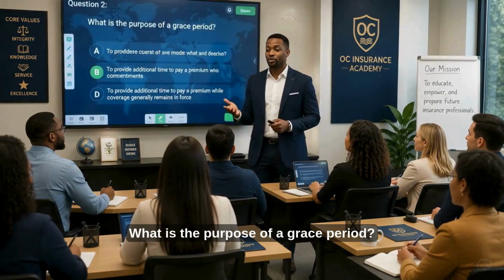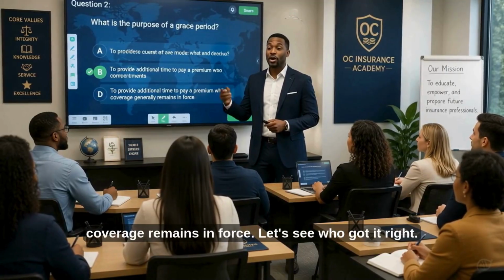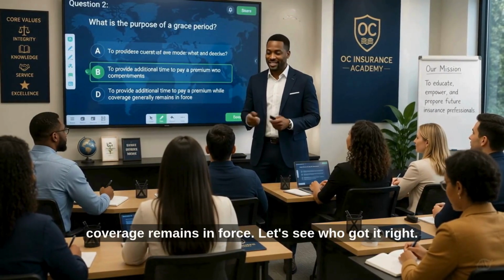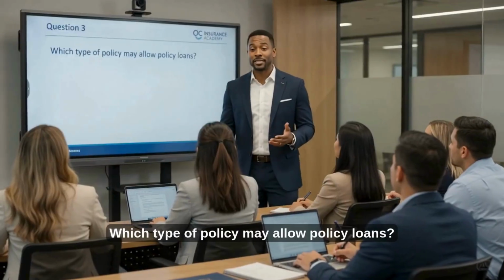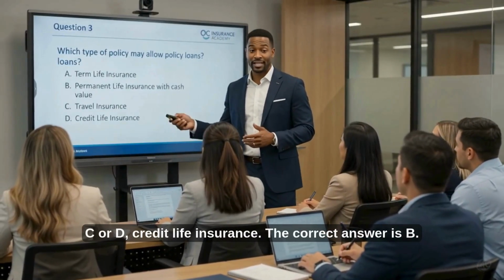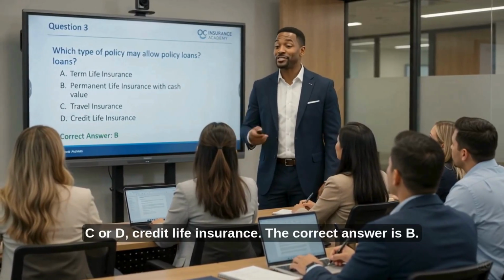What is the purpose of a grace period? To provide additional time to pay a premium while coverage remains in force. Let's see who got it right. Which type of policy may allow policy loans? C or D, credit life insurance? The correct answer is B.